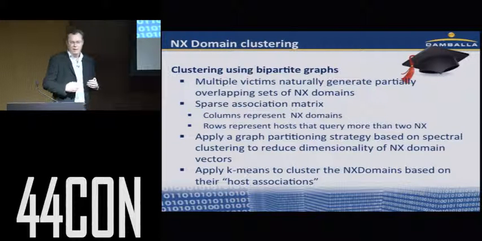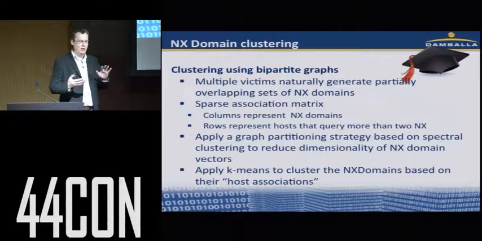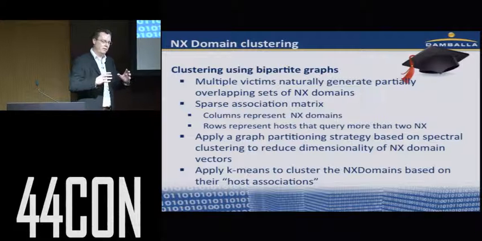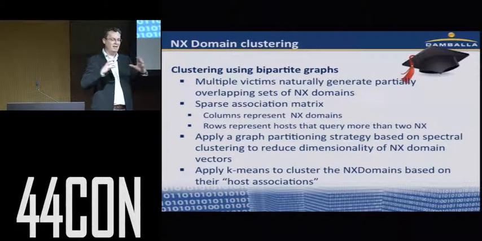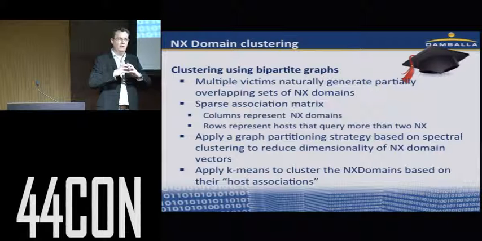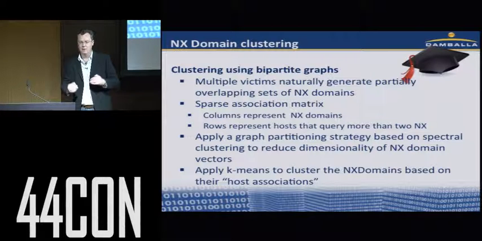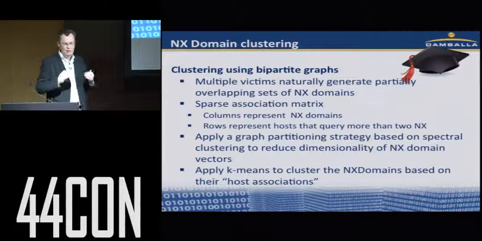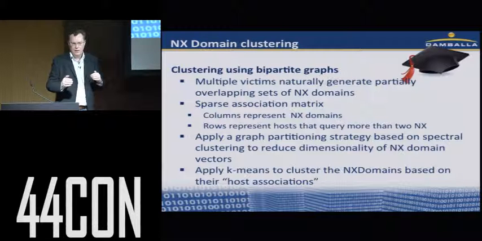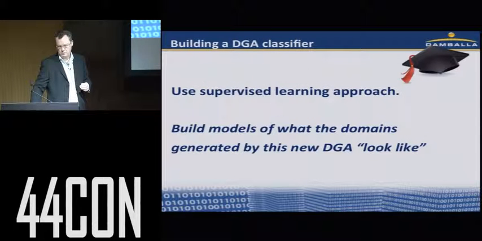Now you can take these clusters. Another way of looking at it is clustering by party graphs. So with that visualization, multiple victims will have partially overlapping NX domains. We had this candidate base of domain names, but they're only tasting a small number of them. If I have enough infected devices, some of those tasted ones are going to appear across multiple devices. So I can graph that, and then I can start partitioning, using a partitioning strategy to identify the vectors, and then I can do host associations there.